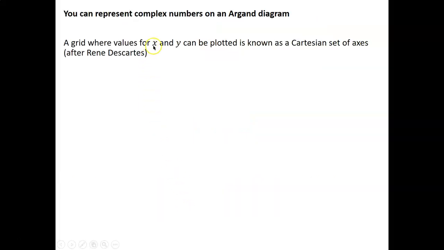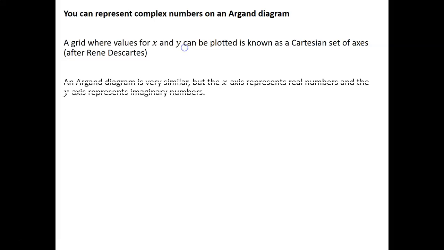Where we use a grid with x and y, plotting those coordinates is known as a Cartesian set of axes, after the mathematician and philosopher René Descartes. An Argand diagram looks the same, but the x-axis is now called the real axis and represents the real numbers, and the y-axis is called the imaginary axis and represents imaginary numbers.